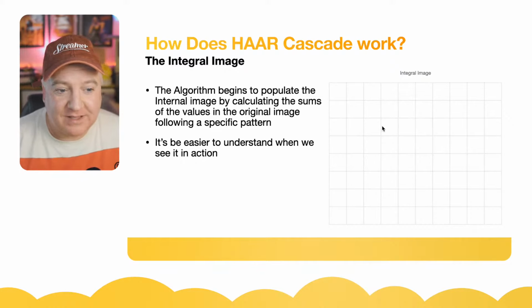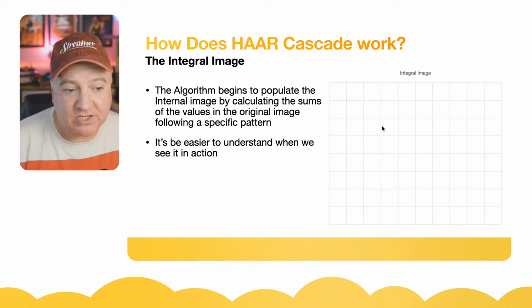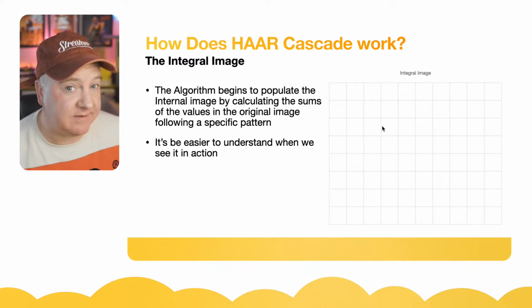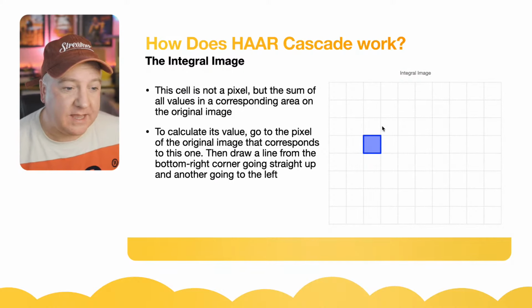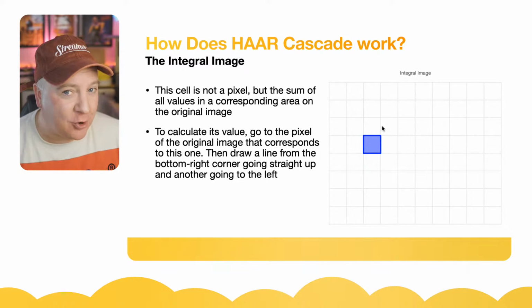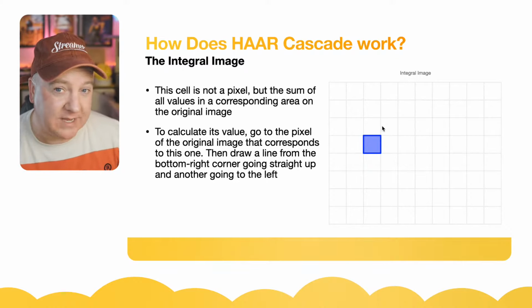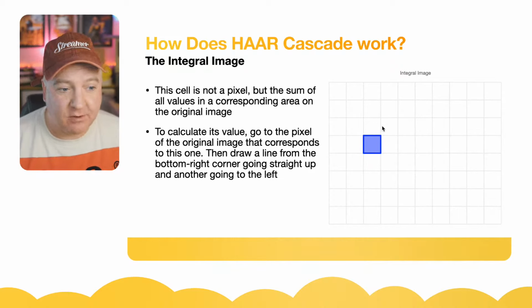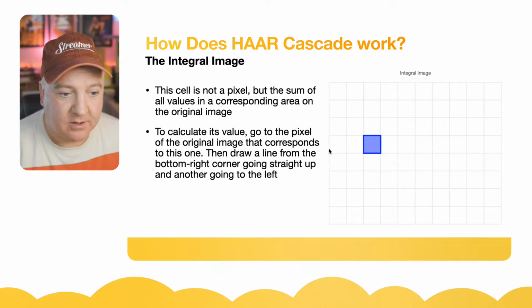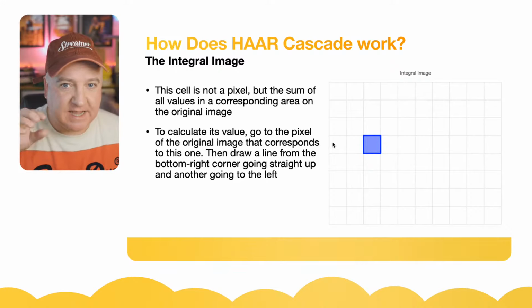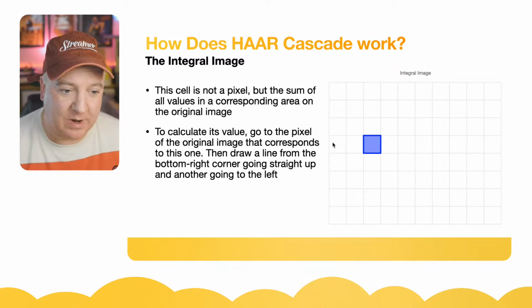So the algorithm begins to populate the integral image, which is like a separate image to our regular image, by calculating the sums of the values in the original image following a specific pattern. It's easier if we look through this as an example. What the integral image does is it has cells, and they're not necessarily pixels. This is one of the ways we get the efficiency. It's the sum of all the values in the corresponding area on the original image. So this could actually be 4,000 by 4,000, for example, and that area might just make up 100 pixels by 100 pixels. So it's a way of scaling things out. And this is what Haar did with his wavelets.